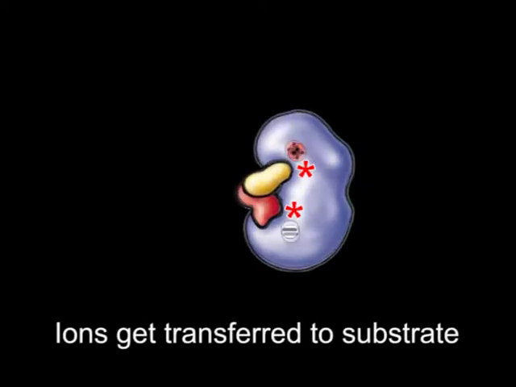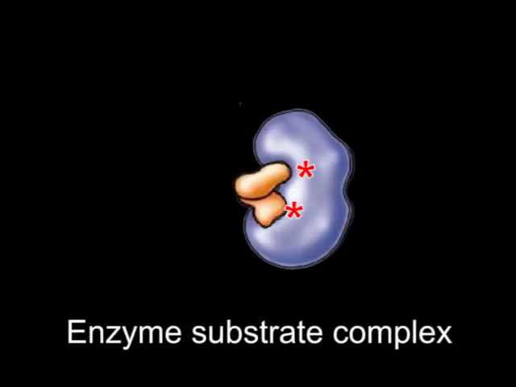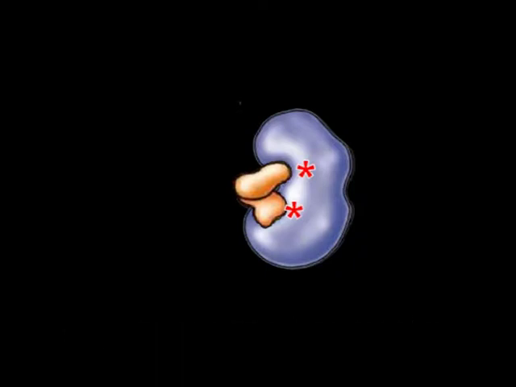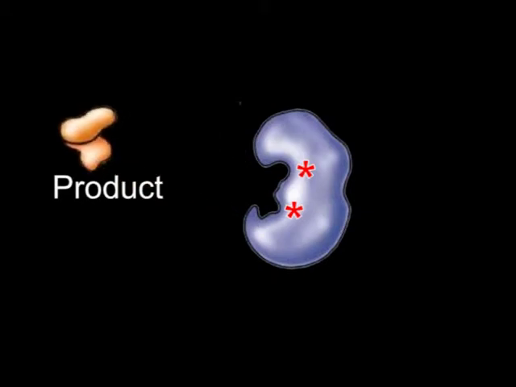When substrate binds to active site, ions get transferred to substrate. It forms an unstable enzyme-substrate complex. Soon, this enzyme-substrate complex breaks to release a product, as you can see here in the visual.